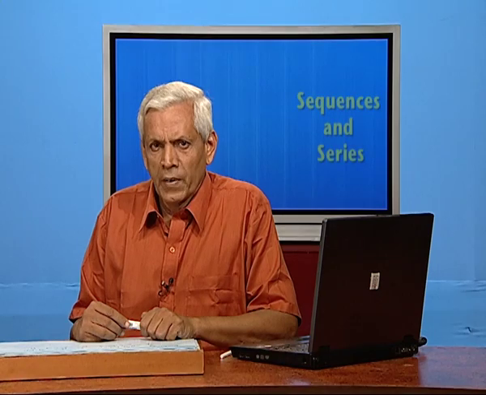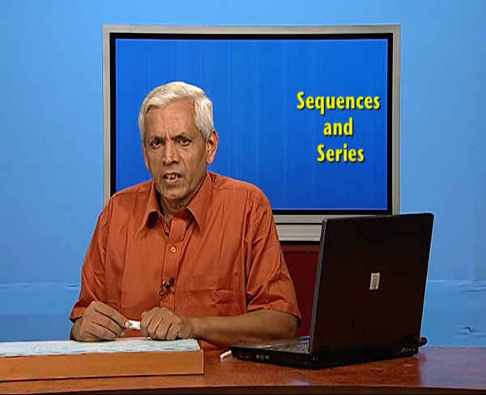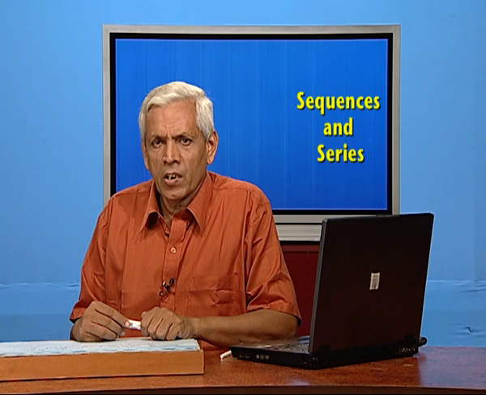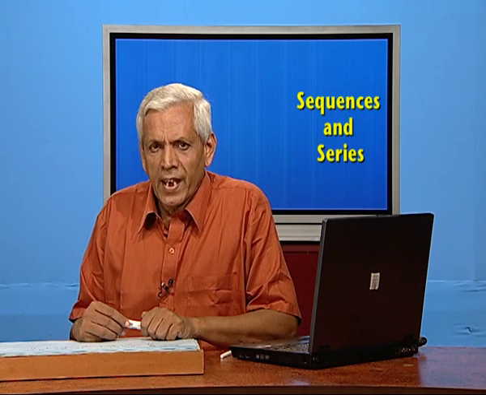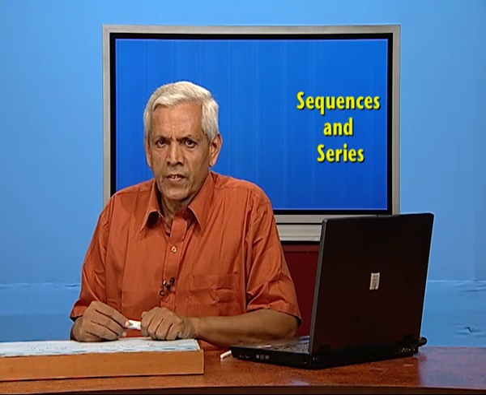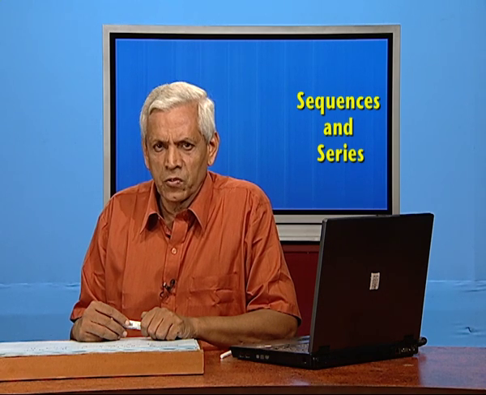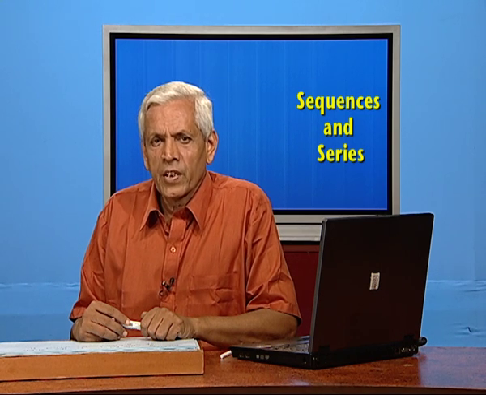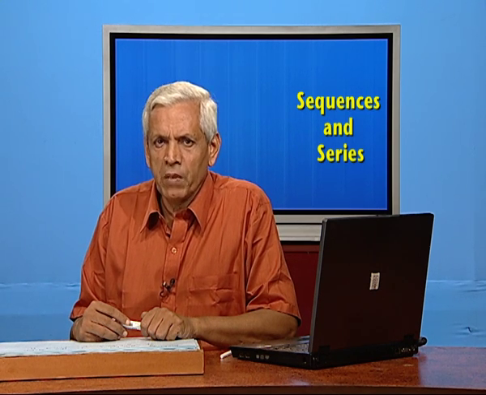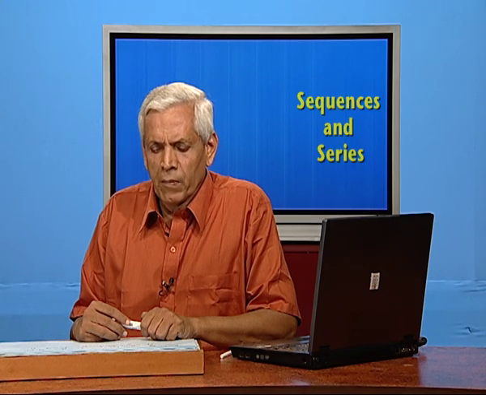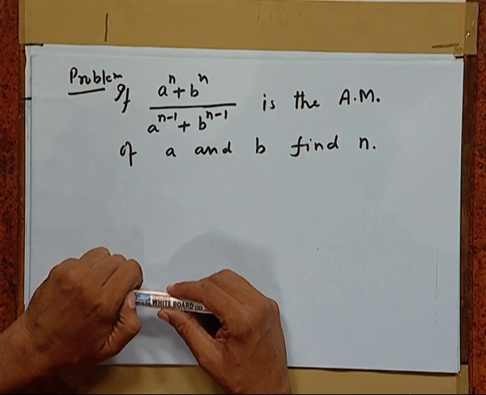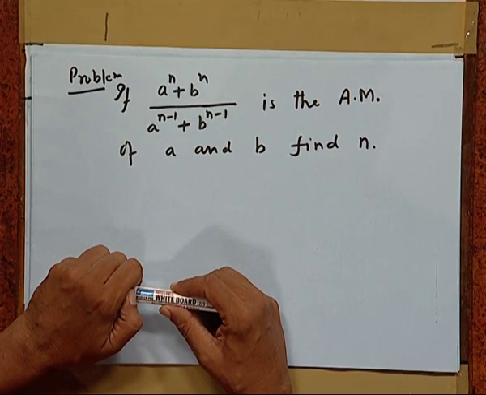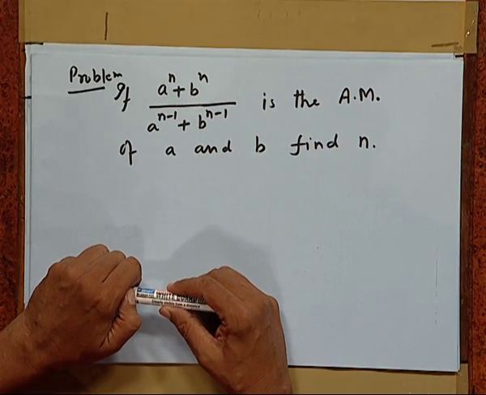of n. Our next problem contains another concept, namely arithmetic mean, or in short AM. The AM of two numbers is simply the average of these two. For instance, if A and B are two numbers, their arithmetic mean is (A plus B) by 2. Now here is a problem. If (A raised to power n plus B raised to power n) upon (A to the n minus 1 plus B to the n minus 1) is the AM of A and B, find n.